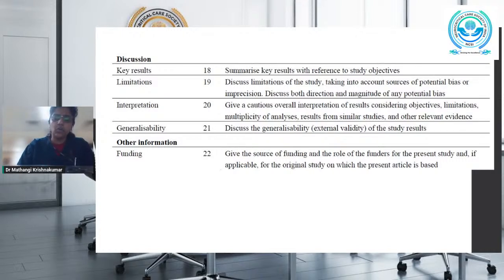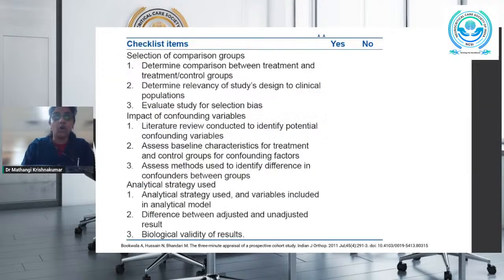Now, when we do a critical appraisal to understand whether an article is relevant to you, reading through an article is a very cumbersome process. So how do we simplify it? You can use a simple checklist where you look at 3 components which will affect your clinical practice. One is, what were the comparison groups? Does that study address the treatment between the comparison groups, is there a relevance of the study design to the clinical population, and does the study take into consideration selection bias?